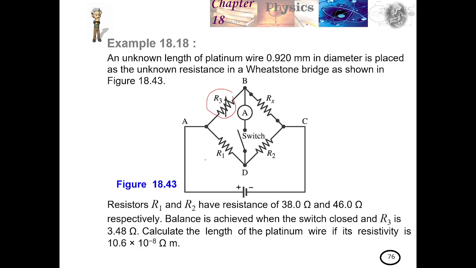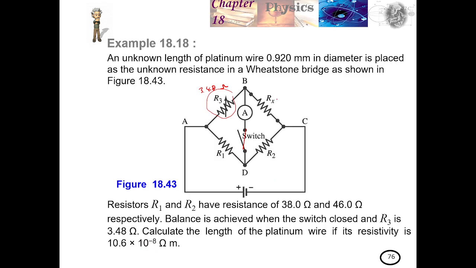Okay, so resistors R1 and R2 have resistances 38.0 ohm and 46.0 ohm, and balance is achieved when the switch is closed. Okay, the switch is closed over here, and R3 is 3.48 ohm. Okay, calculate the length of the platinum wire if the resistivity is 10.6 times 10 power negative 8 ohm meter.